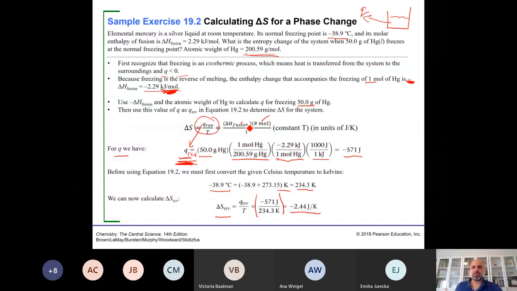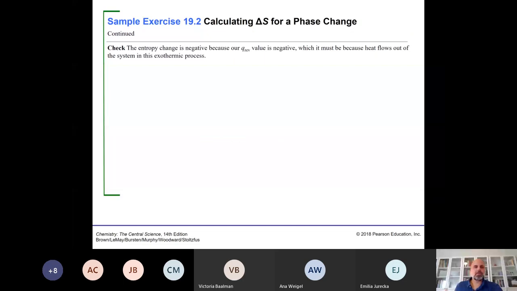All right. So do a quick check. The entropy change is negative because our Q reverse value is negative, which it must be because the heat flows out of the system in this exothermic process.